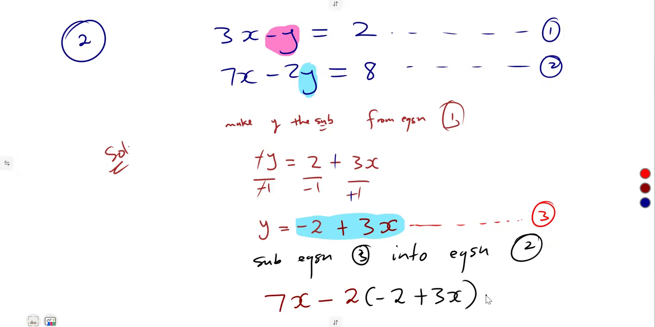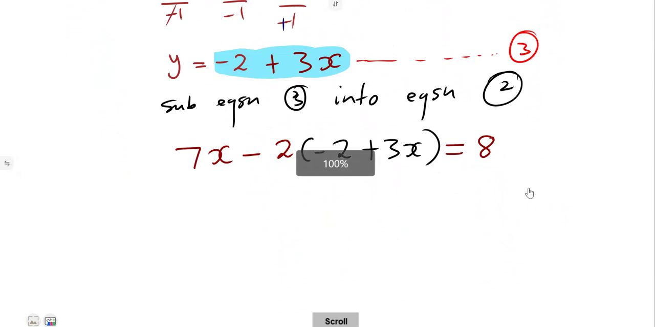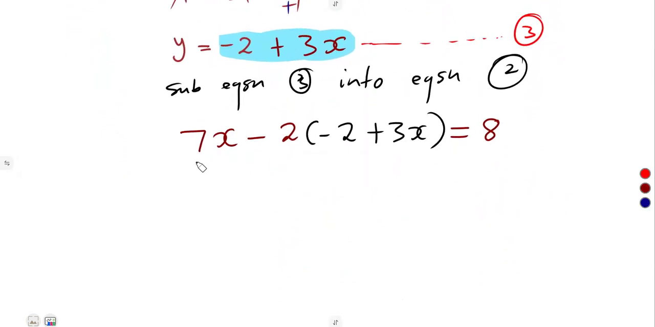So this is equal to what? This is equal to 8. Just like that. By doing so, you have an equation now in x only. You have an equation in x. By doing this, this is in x. Solve for x. Just like that. Expanding of brackets, this and that. Collecting of like terms. So this is the idea.